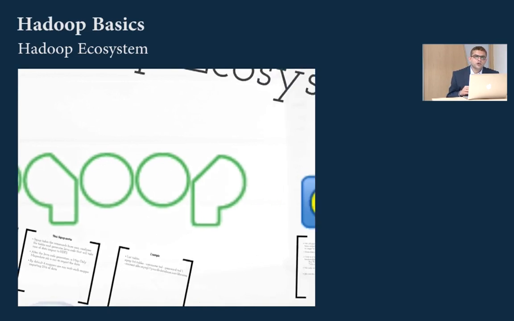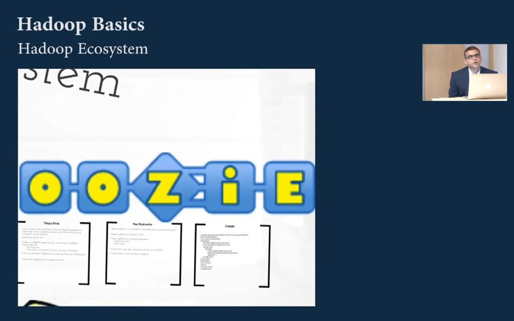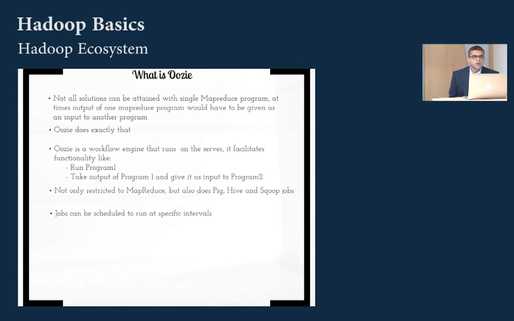And now let's talk about ecosystem project number 2, that is called Oozie. Not all solutions can be attained within a single MapReduce program. At times, output of one MapReduce program would have to be given as input to another MapReduce program. And Oozie does exactly that.